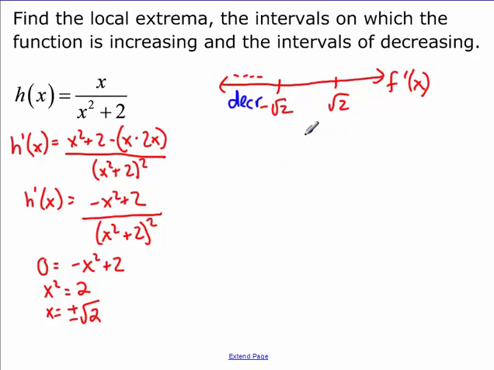When I plug in 0, you always want to try and plug in 0. When I plug in 0, we're going to get a positive on top, positive on the bottom. So that means I'm increasing. When I plug in +2, again, we're decreasing.